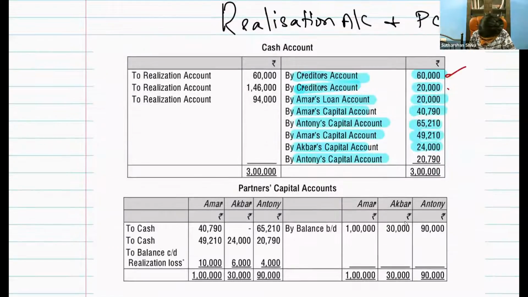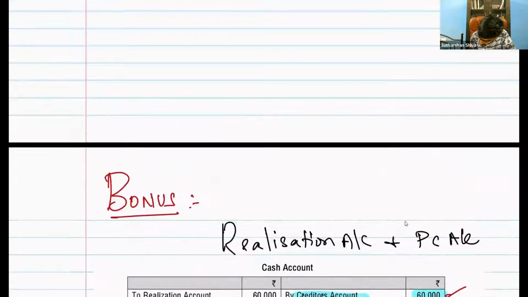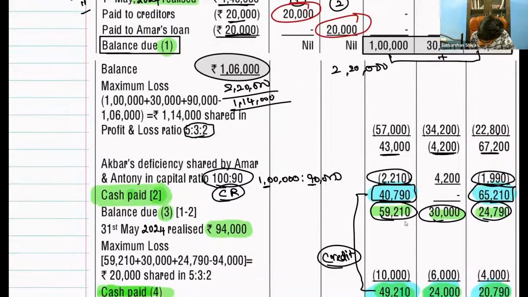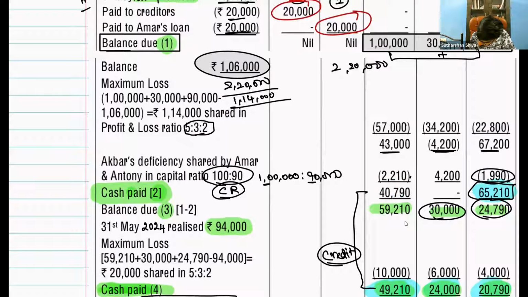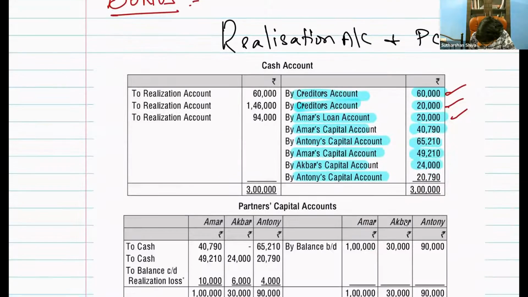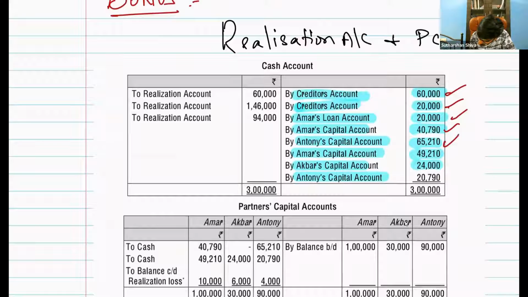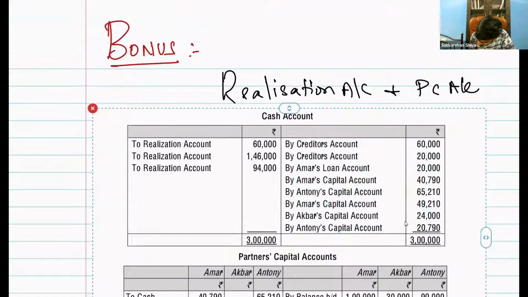So 40,790, 65,210 is a payment which you are going to make. That is your cash account. Okay, cash account on the credit side. Next, cash credit. 49 to 10, 24,000, 20,780 is the second payment, cash payment.